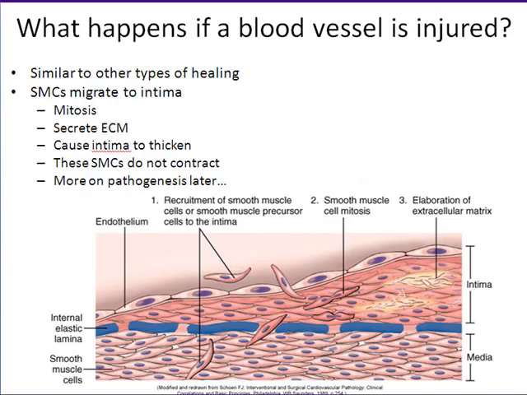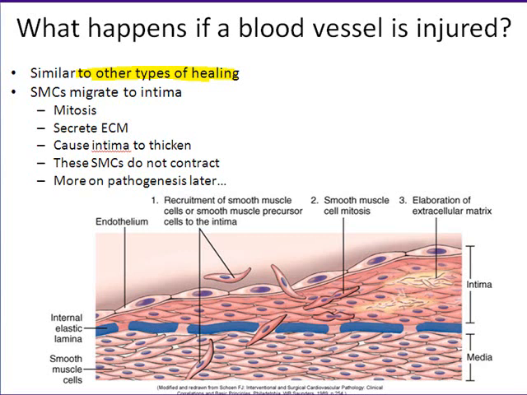Okay, so if a blood vessel is injured, the process by which it undergoes healing is very similar to the types of processes we've learned before for healing. You'll remember earlier in the semester when we learned about the process of healing, it was primarily fibroblasts that were responsible for doing things like secreting collagen and other types of extracellular matrix proteins to help repair and form granulomatous tissue, etc., and to form scars. Well, there are no fibroblasts in a blood vessel.